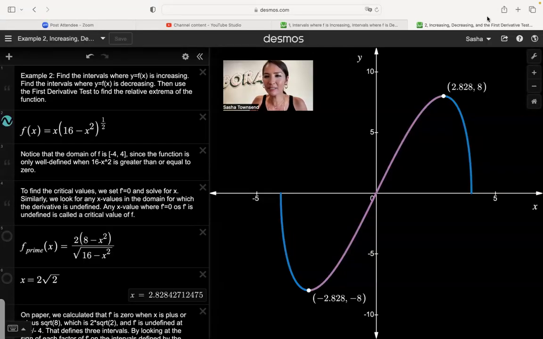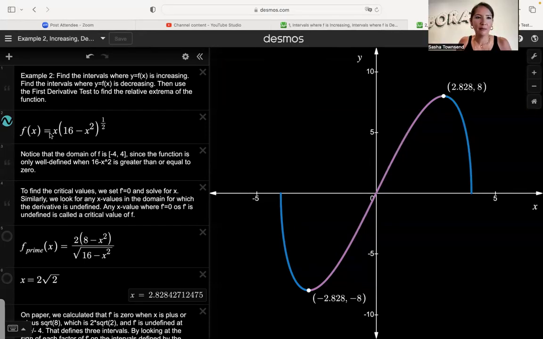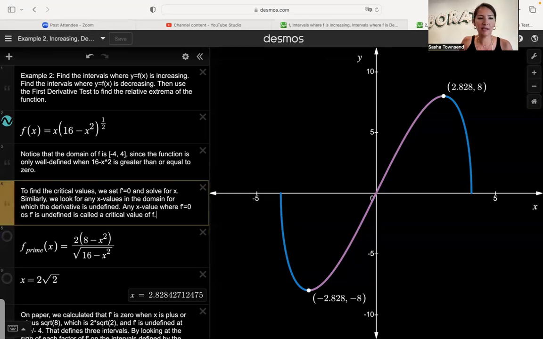So when we graph the function on Desmos.com, we see pretty much everything that we saw on paper. We've got y equals x times the square root of 16 minus x squared. Square root of 16 minus x squared can be written as 16 minus x squared quantity to the 1/2 power. When we compute the derivative, we get this. We've done all that calculation on paper.